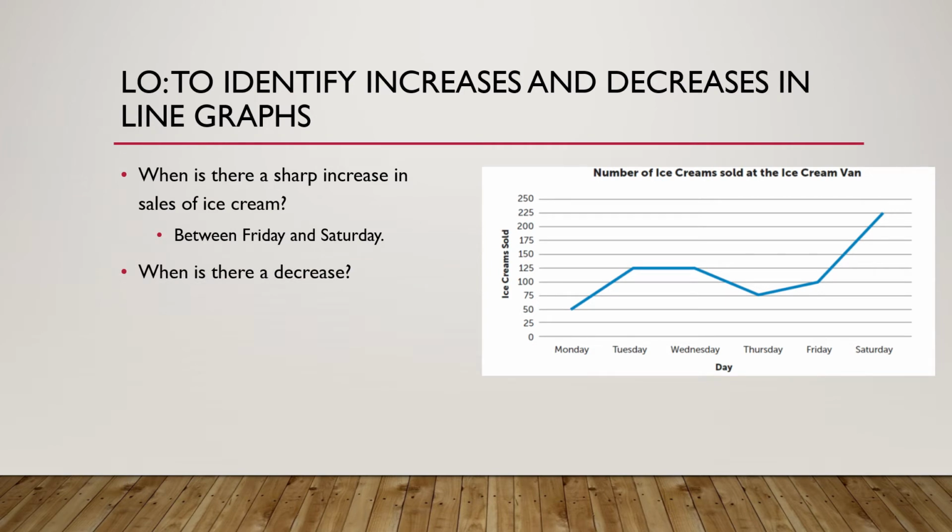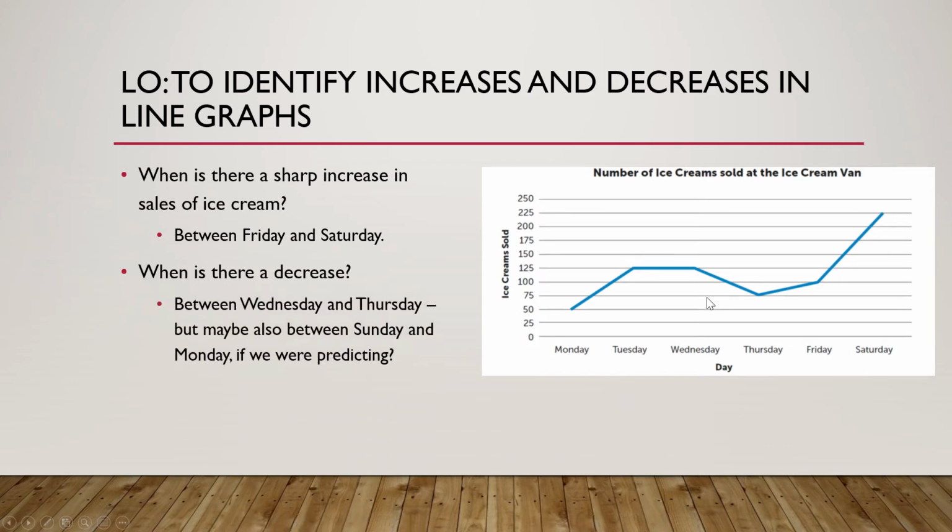When is there a decrease? Well, overall, it tends to go up, apart from this bit, from Wednesday to Thursday. But if we were predicting, we could maybe say between Sunday and Monday, because you can see Monday is quite low and Saturday is quite high. We don't see Sunday. But if it stayed high, then it would probably go low if it went to Monday, and this was every week.